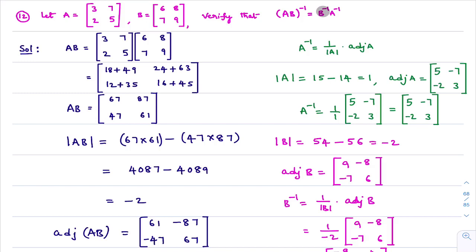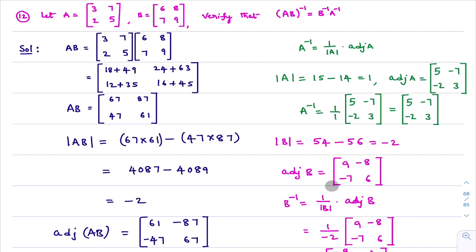Now I need B inverse also. What is the B inverse formula? 1 by det B into adjoint B. So to calculate B inverse you need two things: one is det B, another one is adjoint B. So calculate determinant of B: 6 into 9, 6 9s are 54 minus 8 7s are 56, right? 54 minus 56 is minus 2. Now adjoint B. Calculating adjoint of a 2 by 2 matrix is very easy. Just interchange these two elements: 9, 6. Look here, 9, 6. Change the sign for these two elements: minus 8, minus 7. I hope you are understanding.